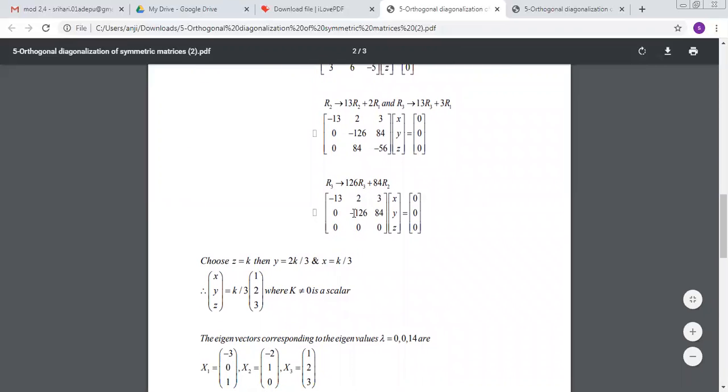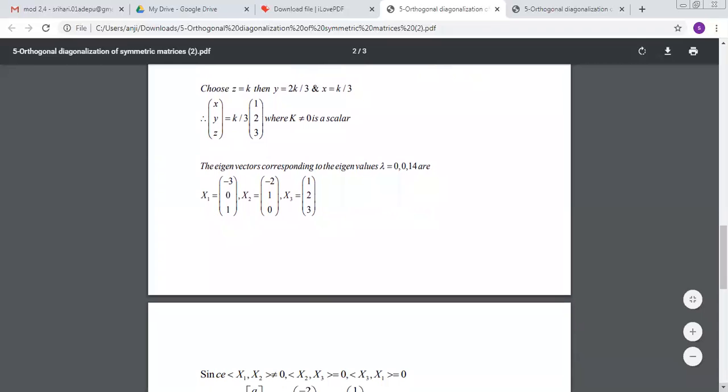So the equation form is minus 13x plus 2y plus 3z equals 0, and minus 126y plus 84z equals 0. So choose z equals k, then y equals 2k by 3 and x equals k by 3. So [x, y, z] equals k by 3 times [1, 2, 3], where k is not equal to 0. It is a scalar.